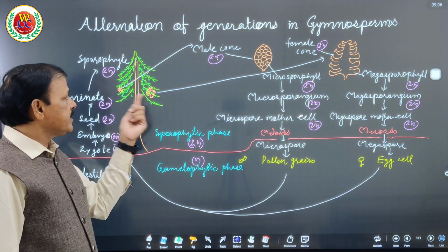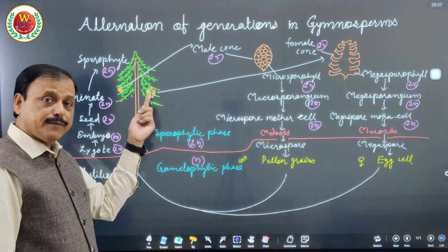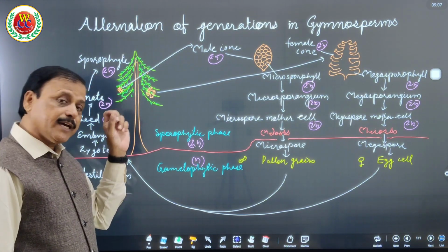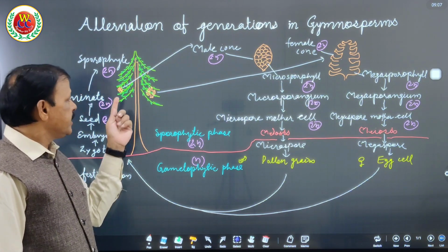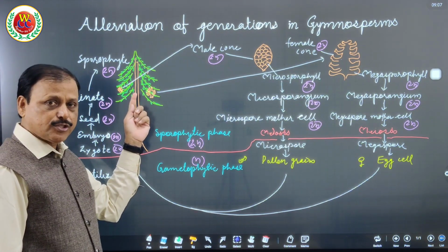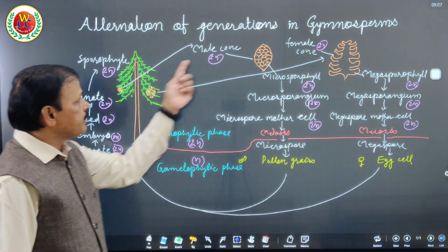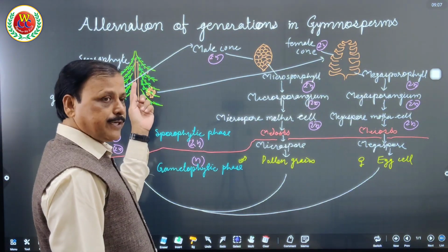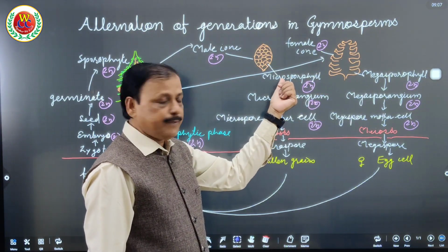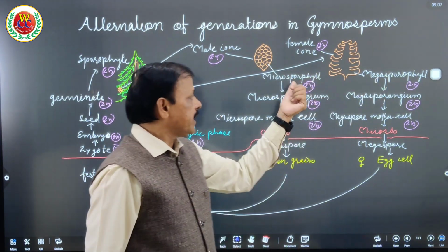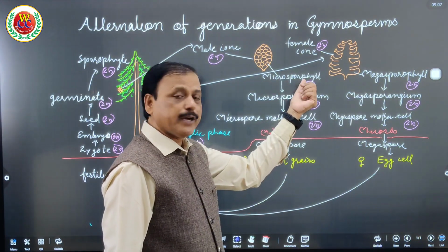Now, at maturity, these trees produce male and female cones. Either they are unisexual or bisexual. Cycas is unisexual, pine trees are bisexual. Here you can see male and female cones. On short shoots the female cone, on long shoots the male cone occurs. Now, this male cone and female cone are produced on this sporophyte, which is diploid. They bear leafy structures. Later they become woody, and the leafy structure which produces pollen grains, or microspores, is called microsporophyll.